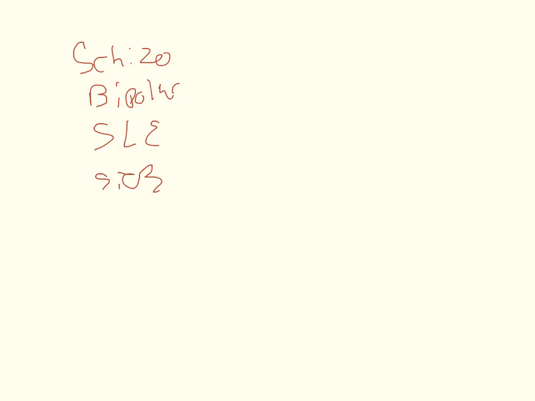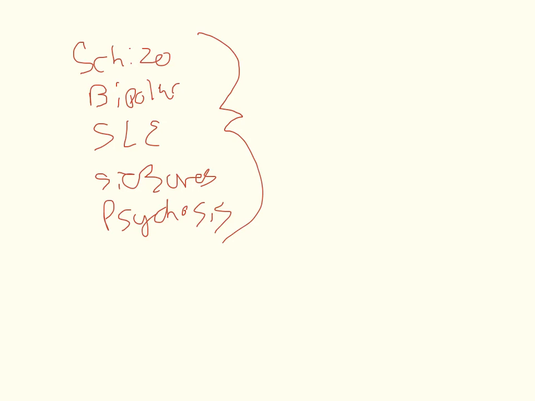Now in your patient history, you find out that your patient has schizophrenia, bipolar disorder, systemic lupus erythematosus, and they also have seizures and psychosis. So psychosis would fall under schizophrenia. And with all these diseases, or, I don't want to call them diseases, but with all these mental disorders, there's also going to be quite a bit of pharmacy involved.